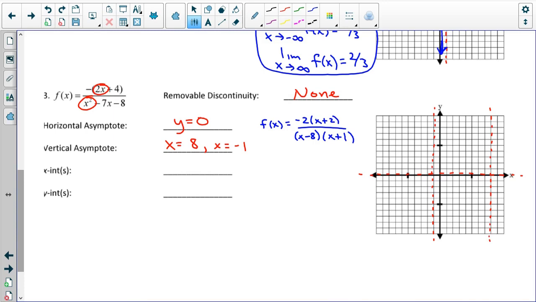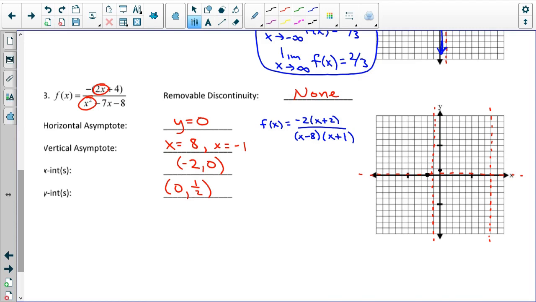If I look for x-intercepts, that's any value that makes the numerator equal to 0. That's going to be -2. And if I substitute 0 in for x, I figure out what my y-intercept is. I end up with -4 over -8, which is 1/2. So I know that the points (-2, 0) and (0, 1/2) are on the graph.